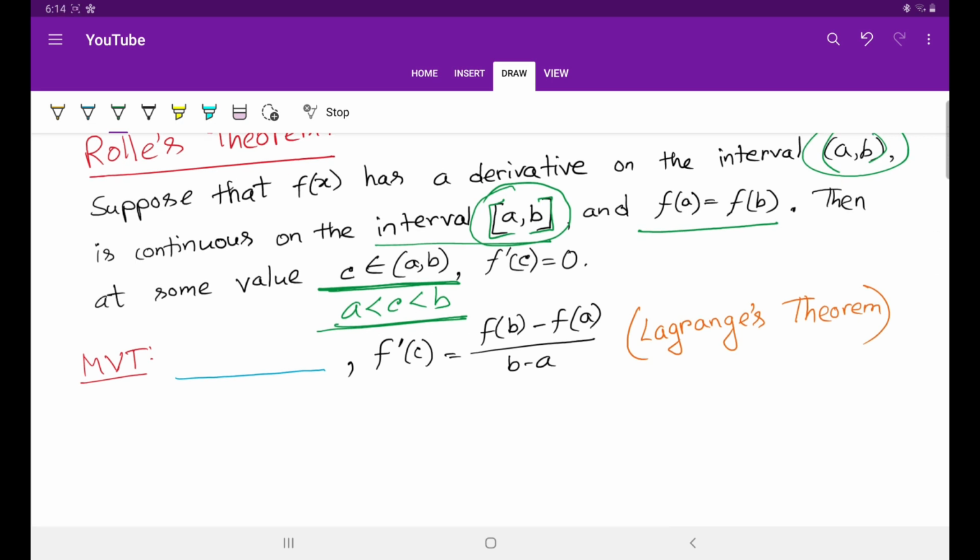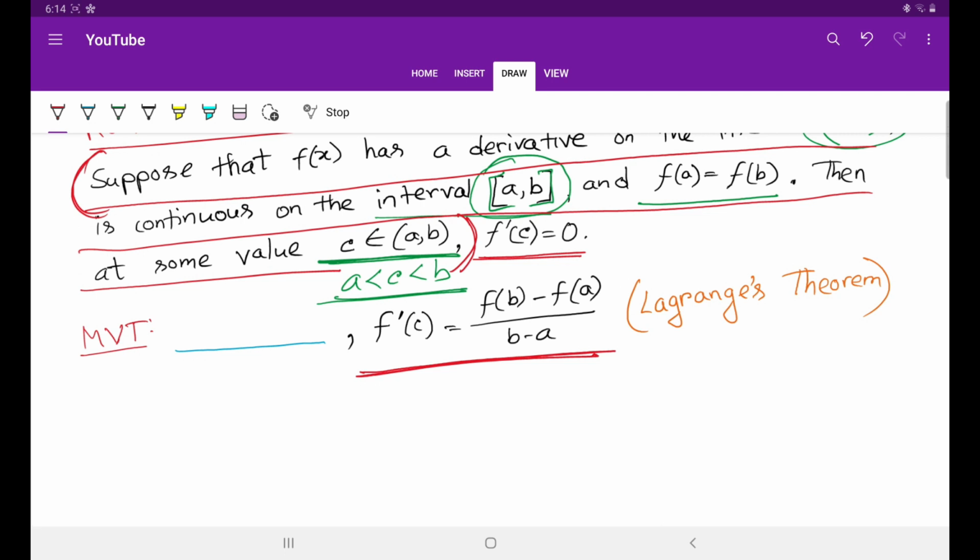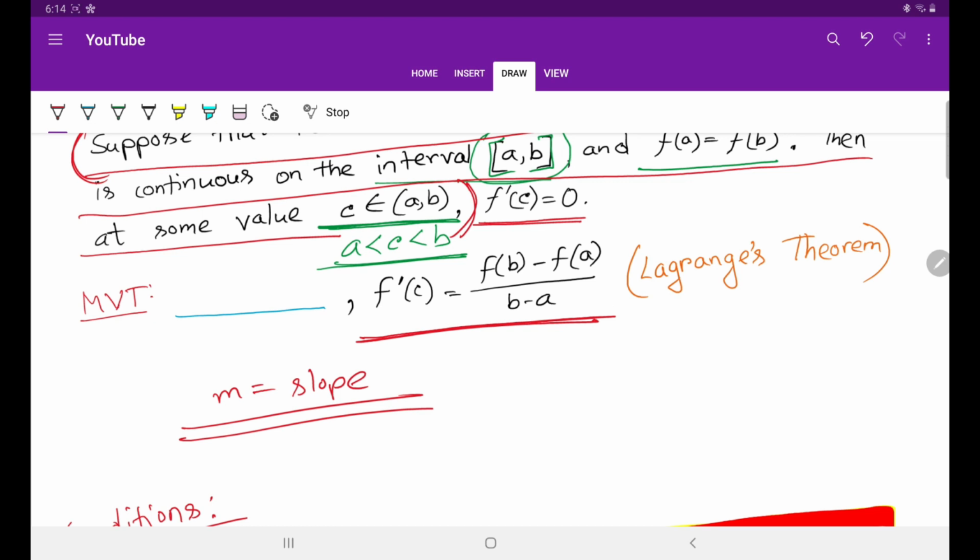But what's the difference between Rolle's theorem and MVT? From here to here, everything is okay. Then in Rolle's theorem we said the derivative f'(c) is equal to 0, but it's not the same here. Here it is (f(b) minus f(a)) divided by the difference between the ranges, I mean b minus a. So what is it actually? If you remember, we have a slope, right? m. So m is basically the slope of any line or any curve, right? So this is actually slope.